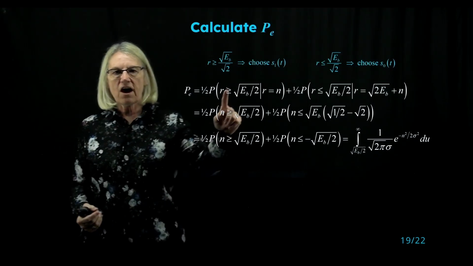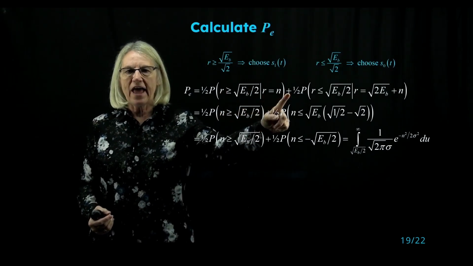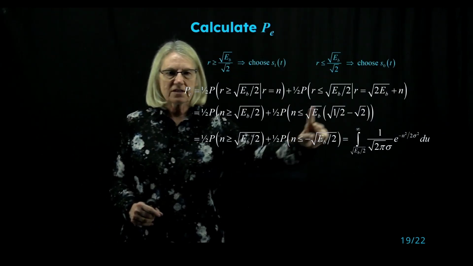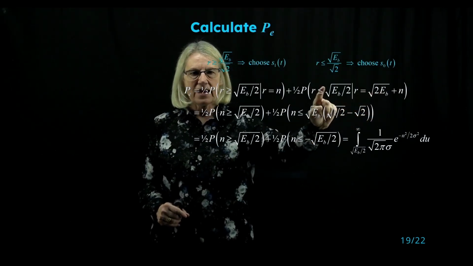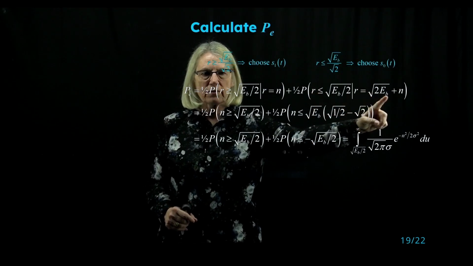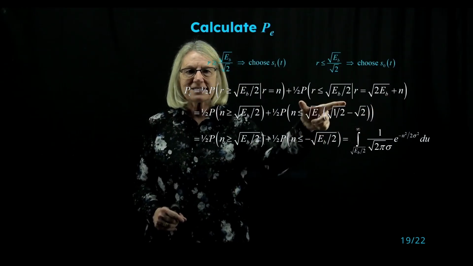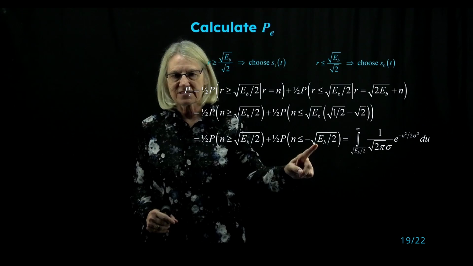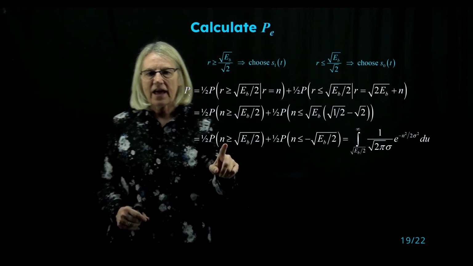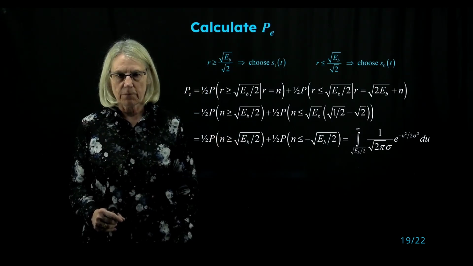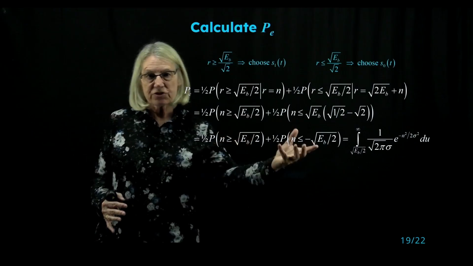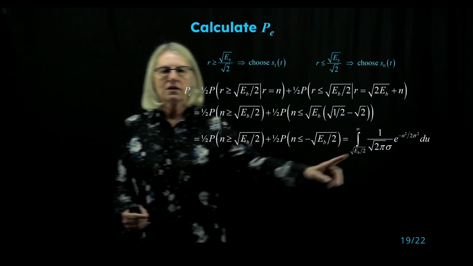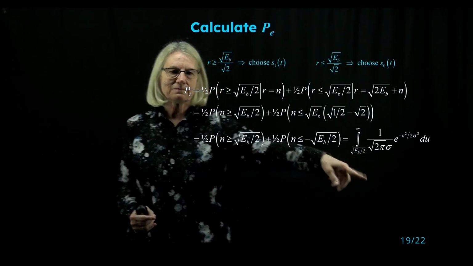If I say that R is greater than something and R is equal to N, it's just the probability that N is greater than this thing. And I do the same substitution here. I replace R by this square root of 2EB of N. And when I simplify this, it comes out to be just N is less than the negative of this number. And here, N is of course greater than the positive of this number. So by the symmetry of these two things, each represented by a half, this is equal to this integral.